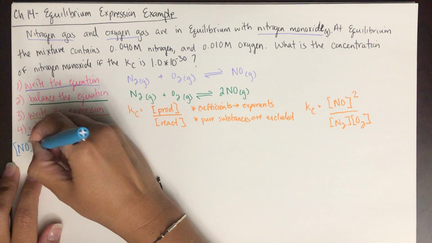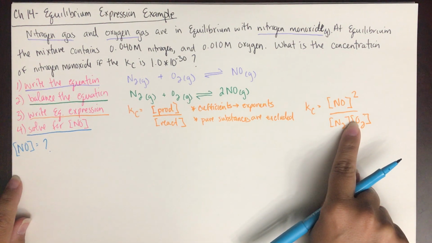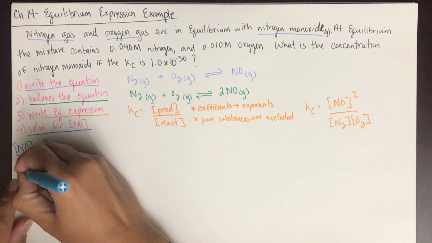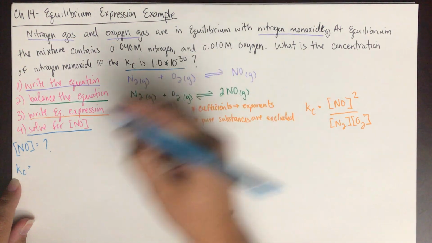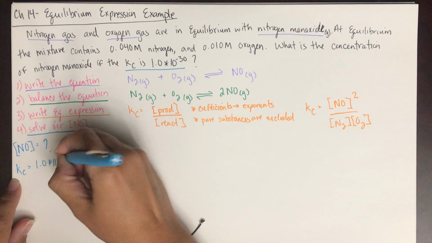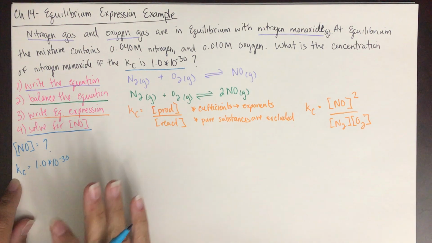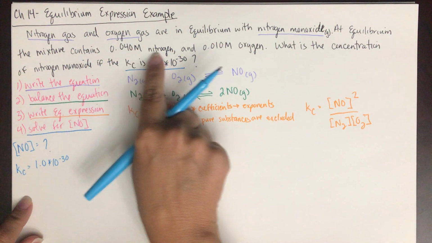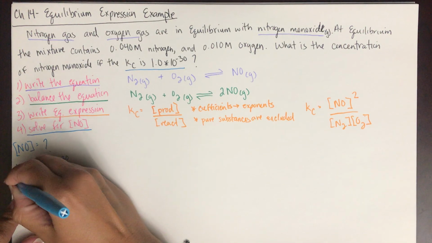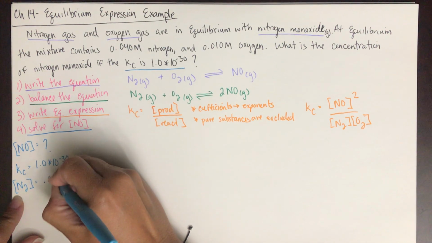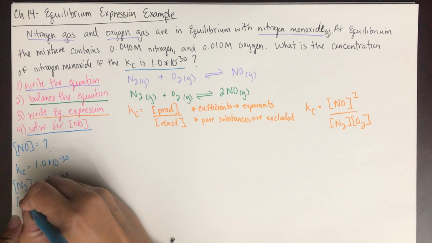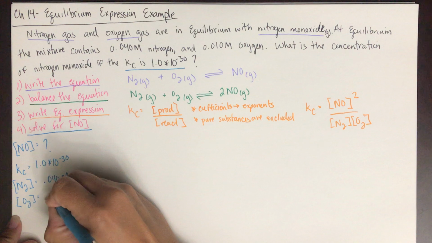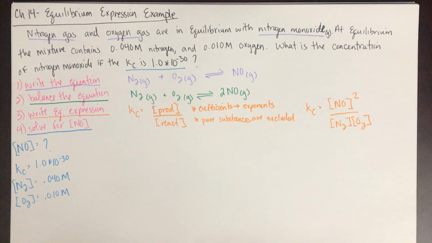So nitrogen monoxide is the only thing I don't know in this equilibrium expression. I'm told in the problem the Kc is 1.0 times 10 to the negative 30th. Again, remember there's no unit for the Kc. And I am told that at equilibrium, the mixture contains 0.040 molar nitrogen and 0.010 molar oxygen. So now I can solve for nitrogen monoxide.